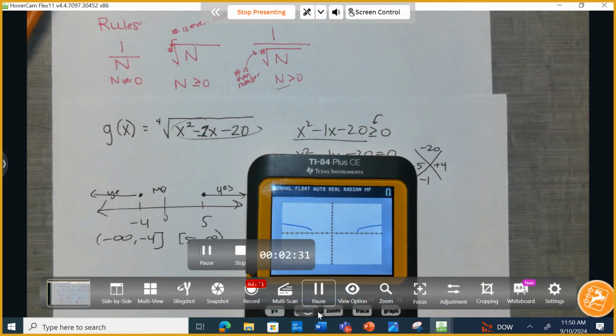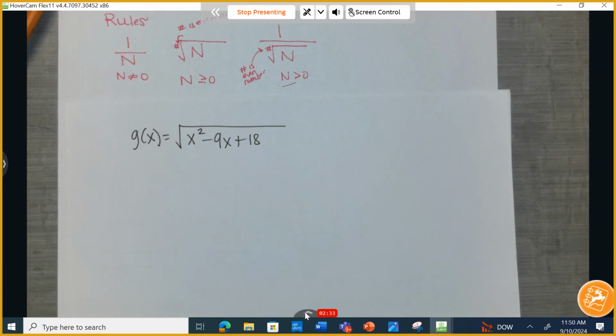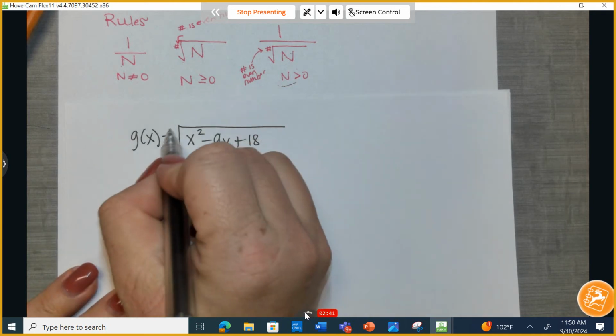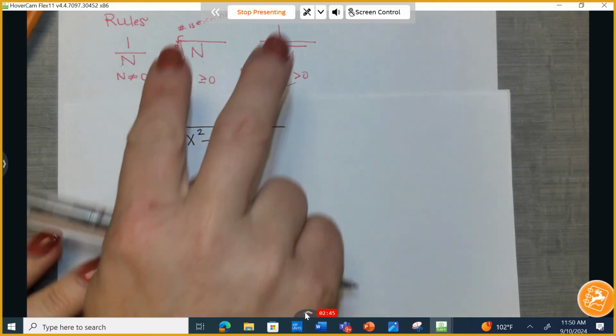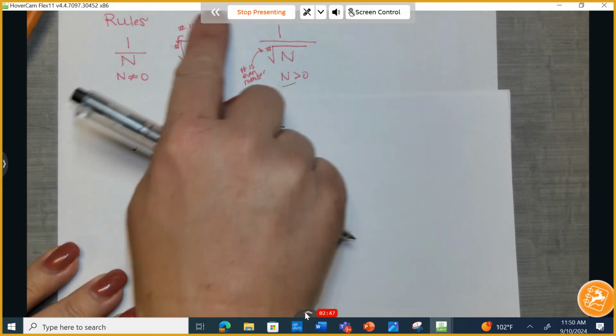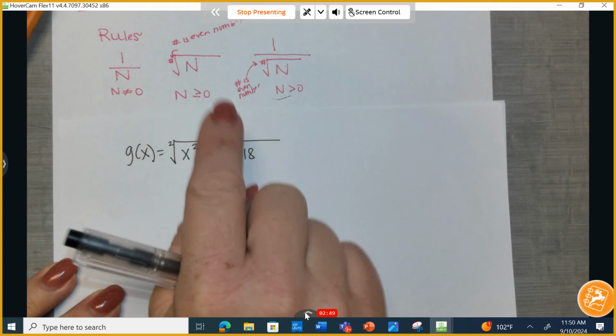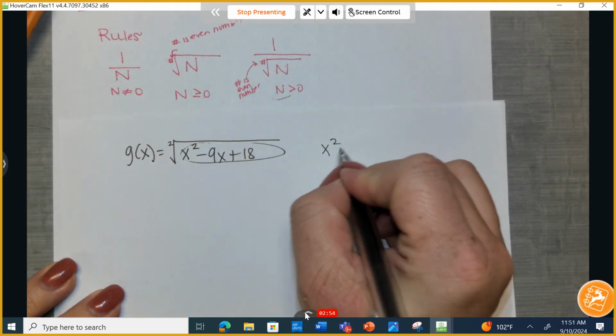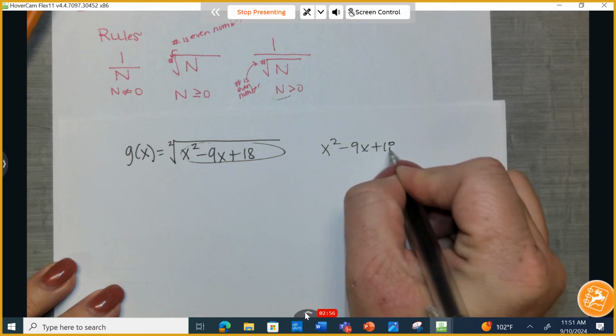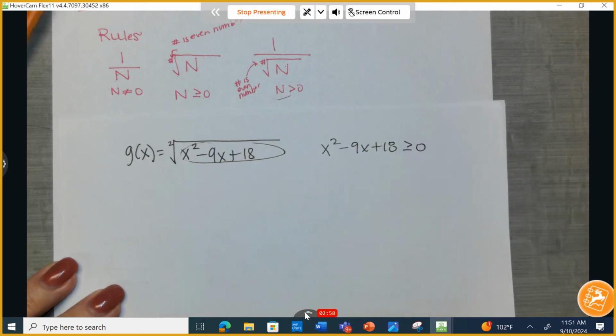Okay, let's look at it. In this next example, we're provided with a function. We're going to identify the domain and illustrate it on a number line, as well as putting it into function notation. So I can see that I do have a radical, and the nth root is even. So I'm going to come up here. It's in the numerator. This is the rule I'm going to apply. So this portion has to be greater than or equal to 0. X squared minus 9x plus 18 has to be greater than or equal to 0.